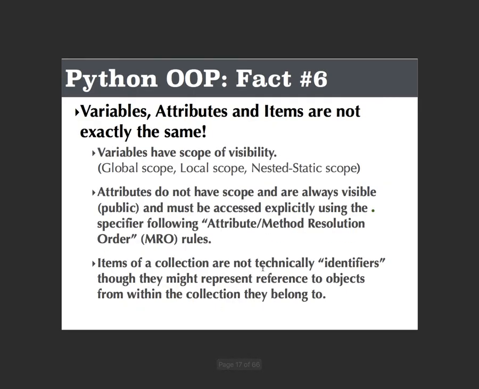So variables, attributes, and items are not exactly the same. The biggest unlearning that you need to do if you come from a C++ or Java background is that attributes and variables are not the same in Python. Variables are not attributes, attributes are not variables. I'm going to demonstrate that with an example.